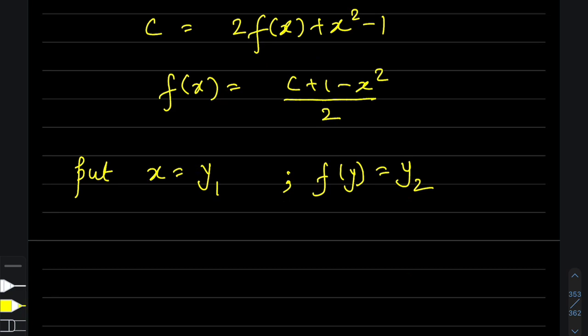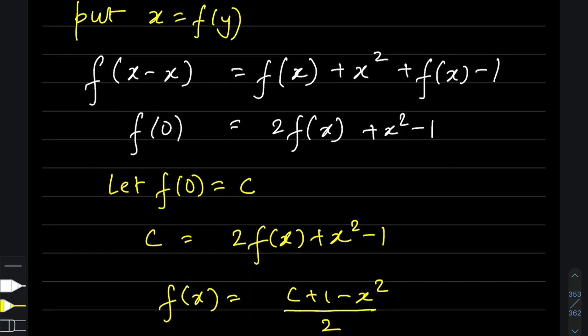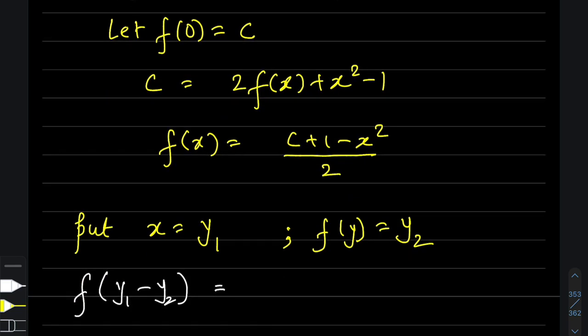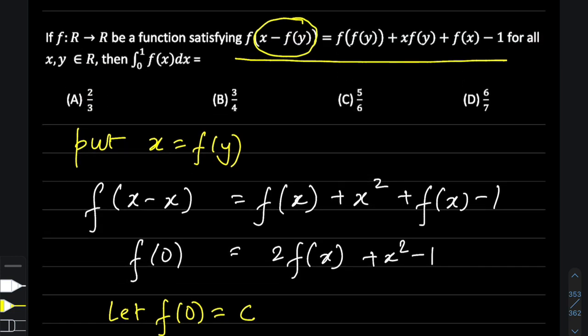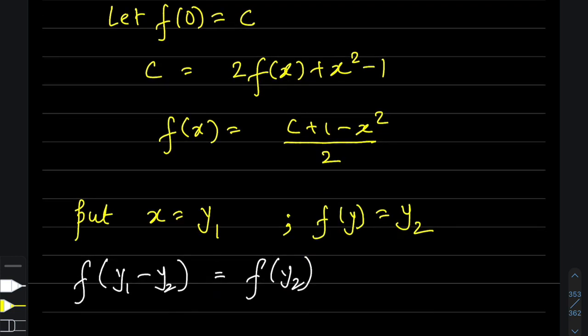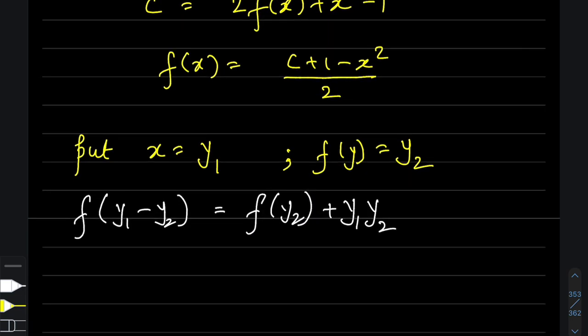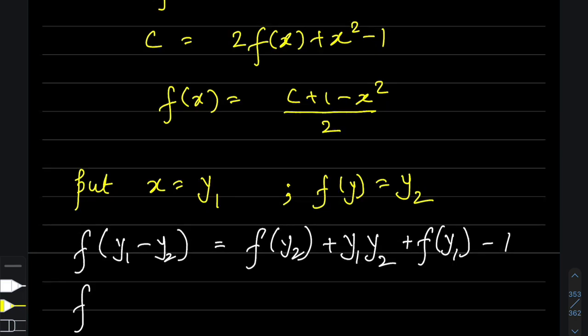So the left hand side becomes f of y1 minus y2. What happens to the right side? My right side becomes f of y2 plus x f of y, so plus y1 times y2, since x is y1 and f of y is y2. And what about f of x minus 1? That will become f of y1 minus 1. Alright, so now, let us put in the value of f of y2.